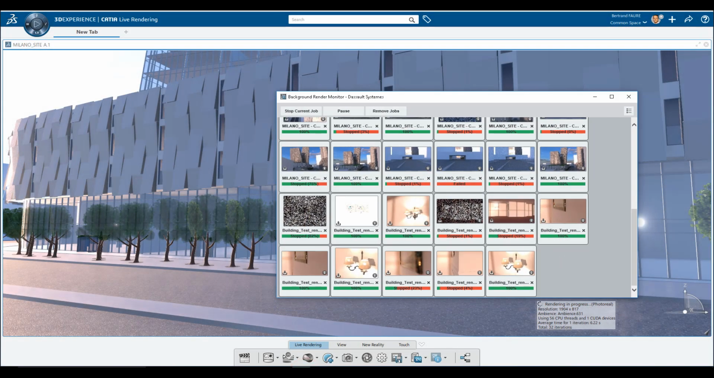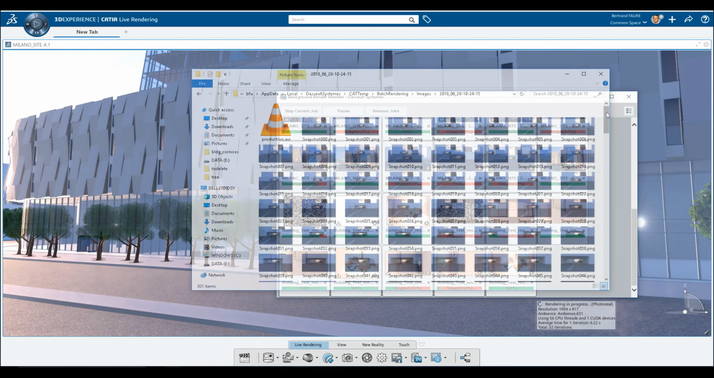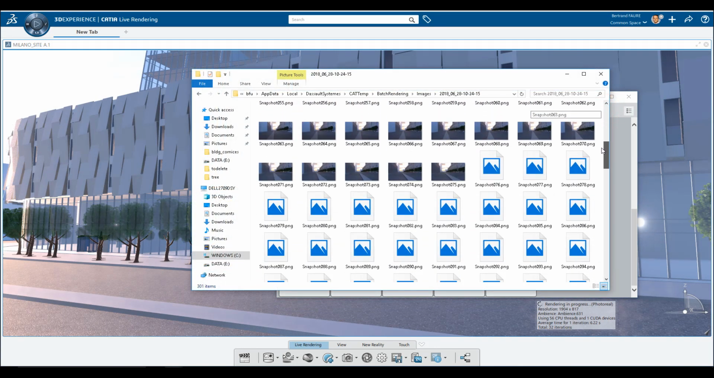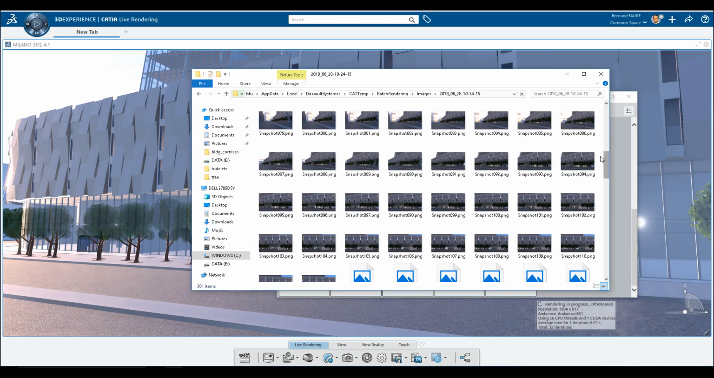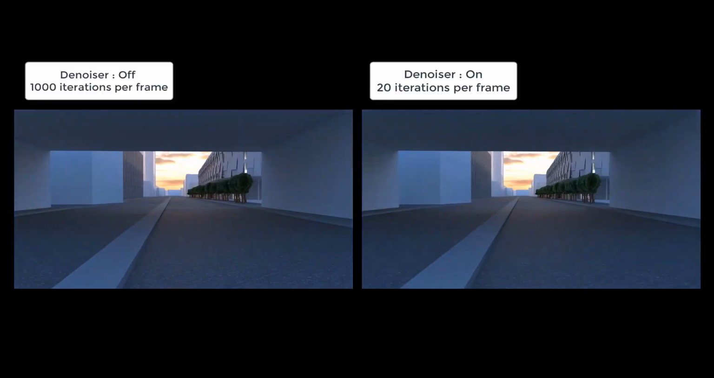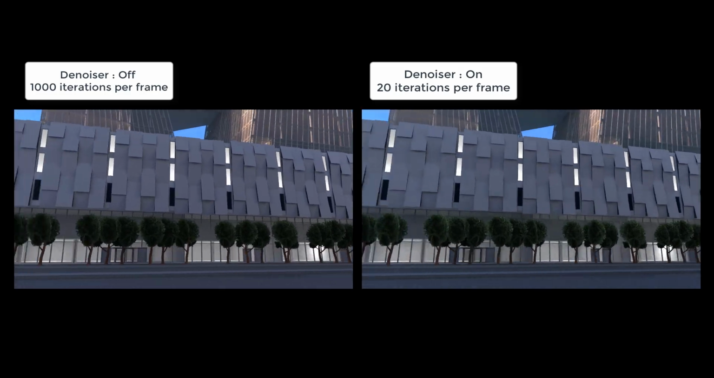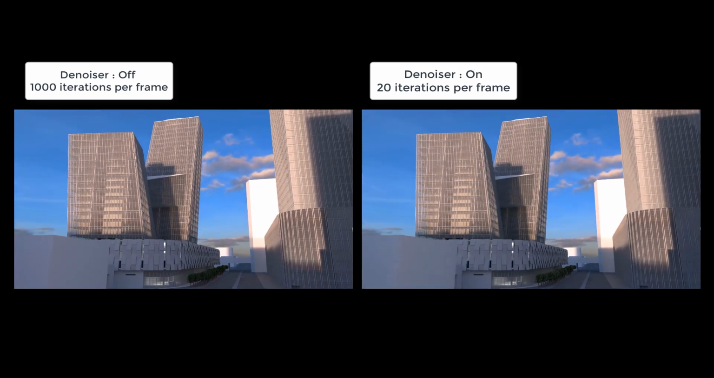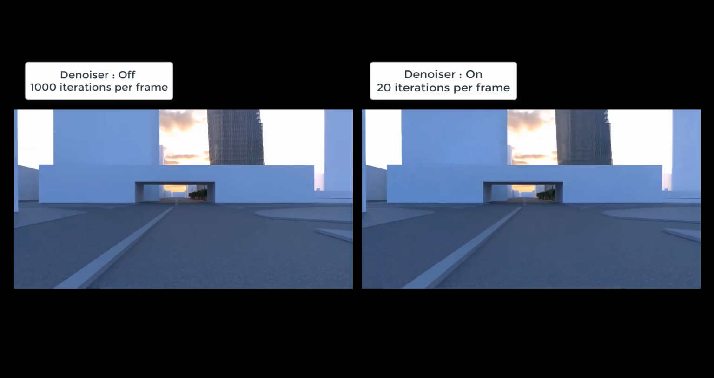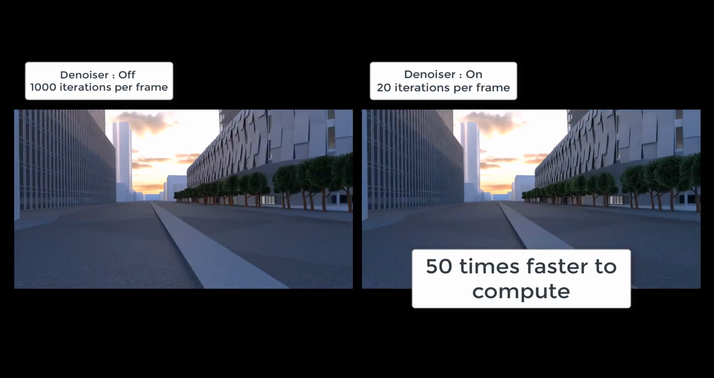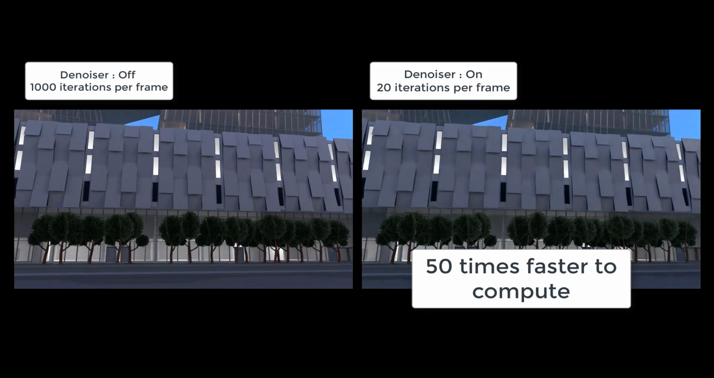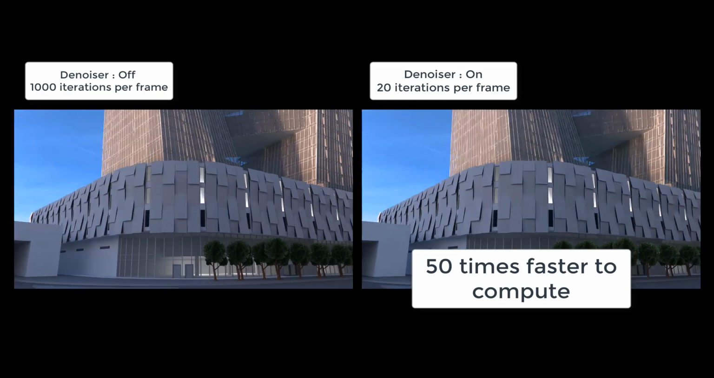Denoiser is a great time saver if your final delivery is a video, because you don't need to compute all frames in high definition. For example, on this 300 frame sequence, on the left without denoiser, you will need at least 1000 iterations per frame for a good result. On the right, for the same quality with the denoiser option, only 20 iterations per frame will be needed, and your computation time is reduced by 50%.